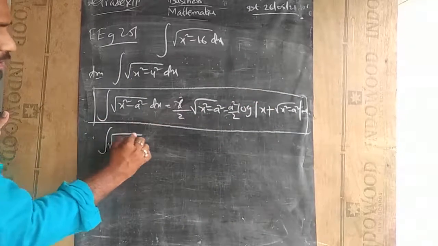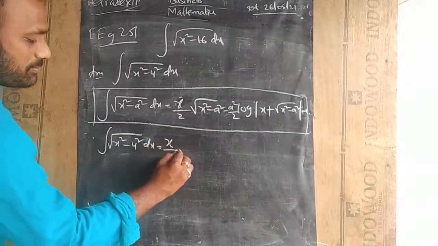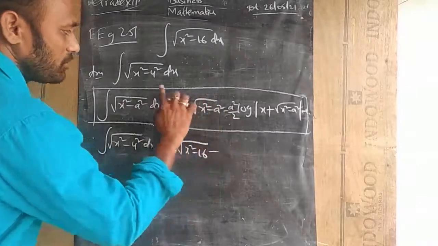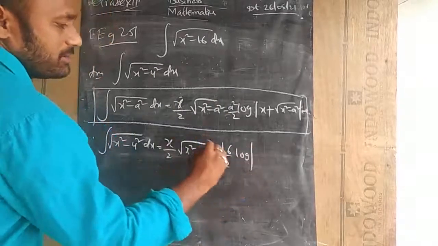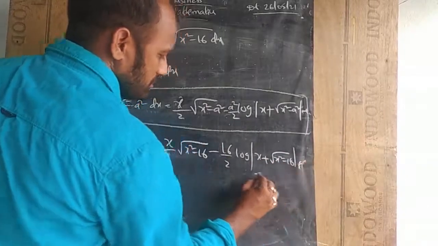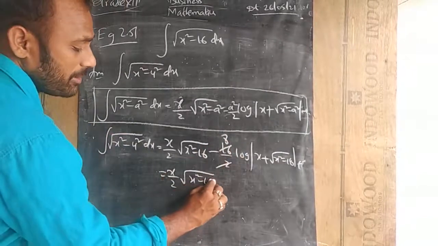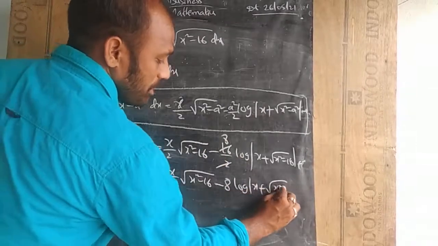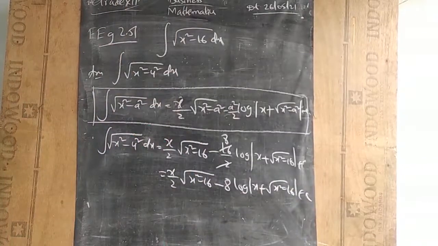So the integral of root of x square minus 4 square dx is equal to x by 2 root of x square minus 16, minus a square by 2, where a square is 16 by 2, log of x plus root of x square minus 16, plus c. So 2 ones are 2, 2 eights are 16, so we get x by 2 root of x square minus 16 minus 8 log of modulus x plus root of x square minus 16 plus c. Let us see the next question.